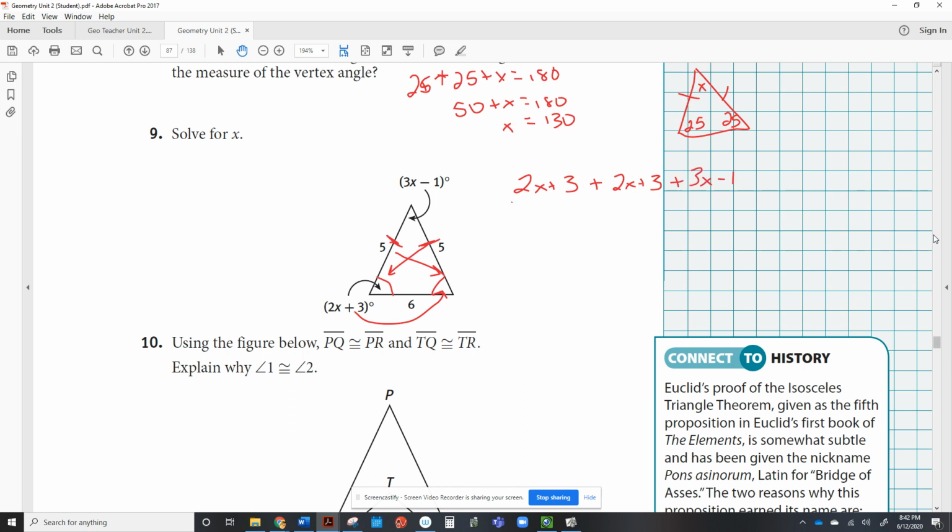So this is going to be a really long algebra equation, but 2x plus 3 plus 2x plus 3 plus 3x minus 1. This is one base angle. This is the other base angle. This is your vertex angle. All three of those angles have to add together to equal 180.